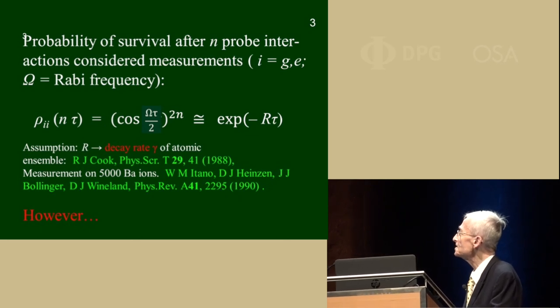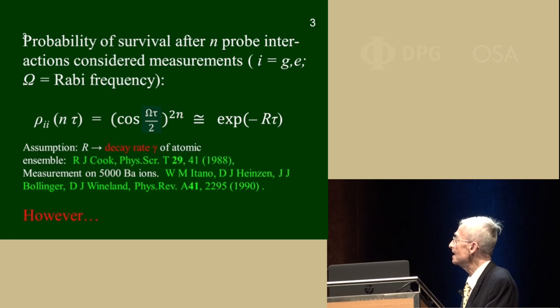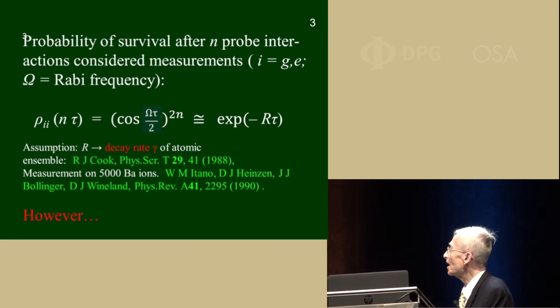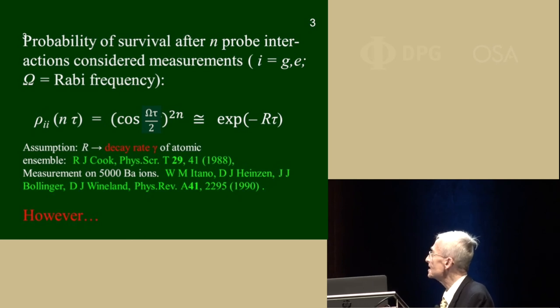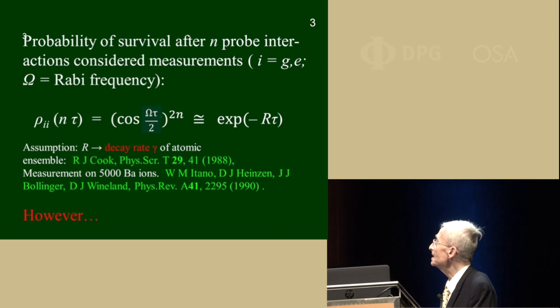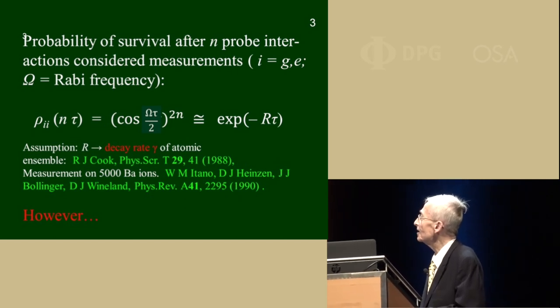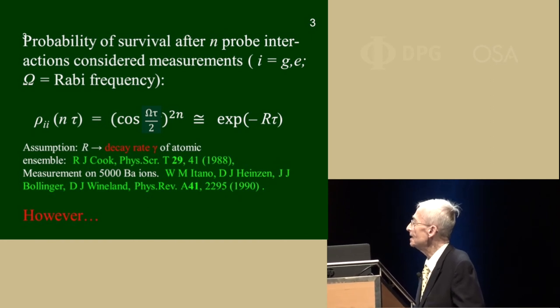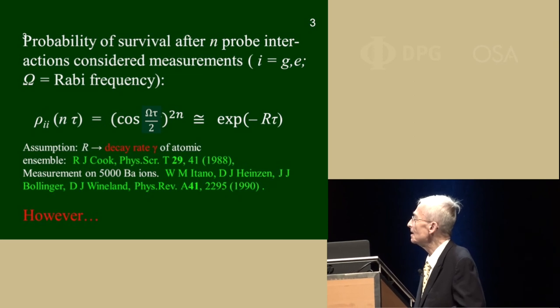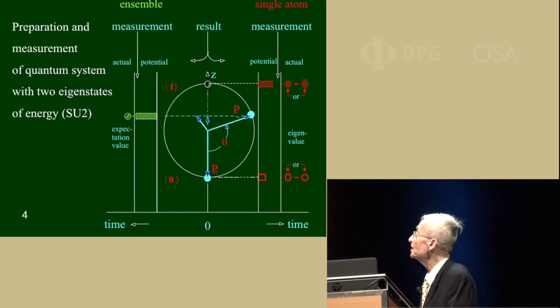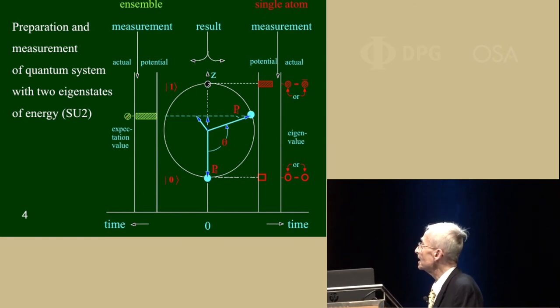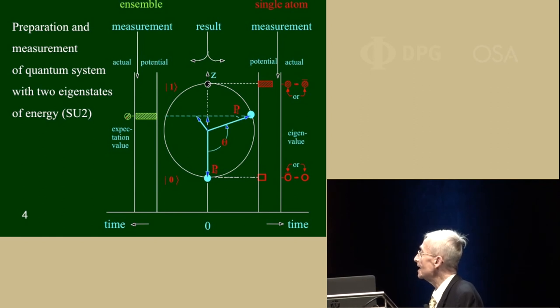nth power of the cosine of the so-called pulse area of the light. This is the Rabi frequency squared. And since we apply n pulses, the total probability after n pulses will be this, which can be written as an exponential of minus R tau. And R has been identified with the decay rate gamma of the atomic ensemble, even in a famous experiment by the Bohler group. However, with the ensemble, what we measure is an expectation value, which is, as I mentioned before, a kind of classical value.